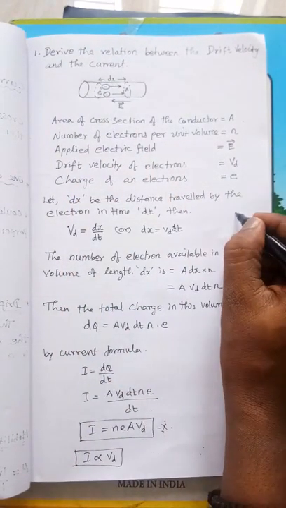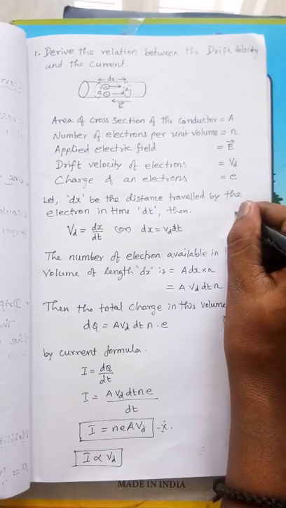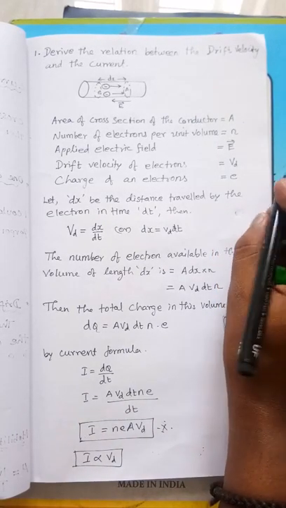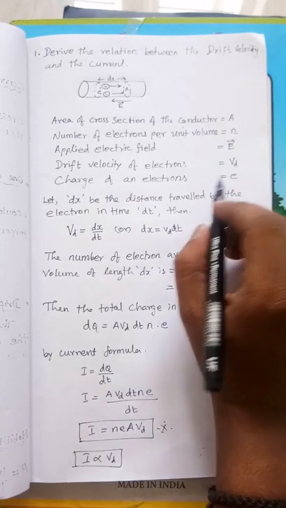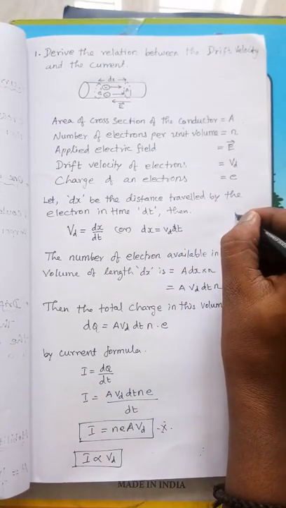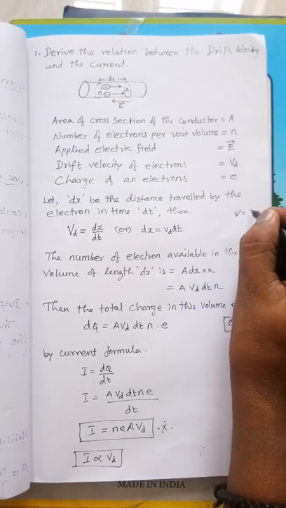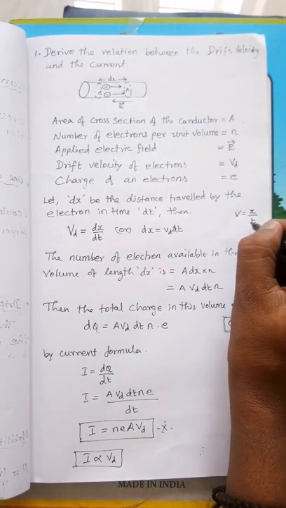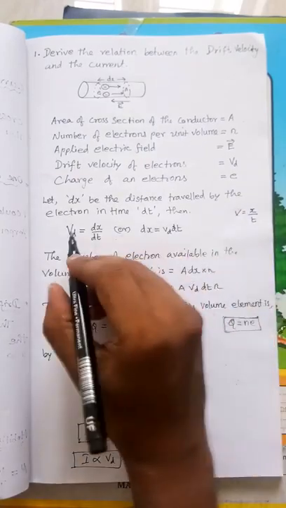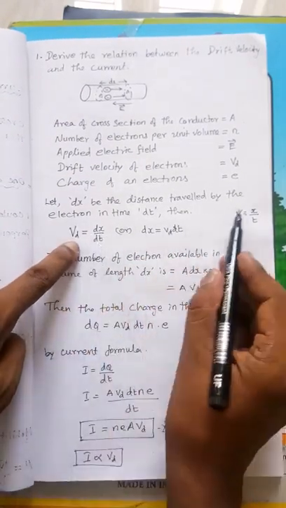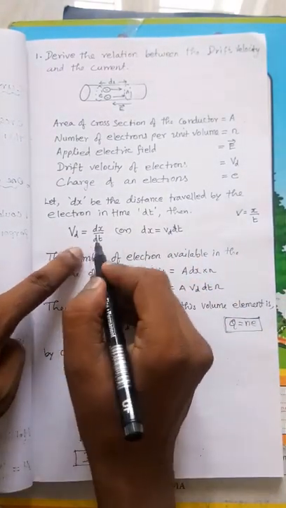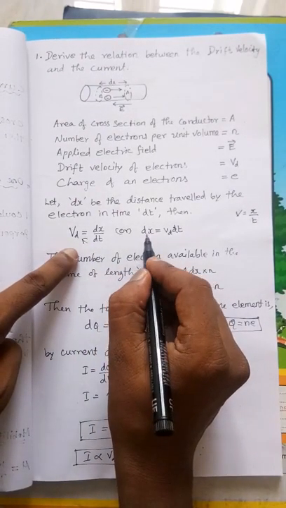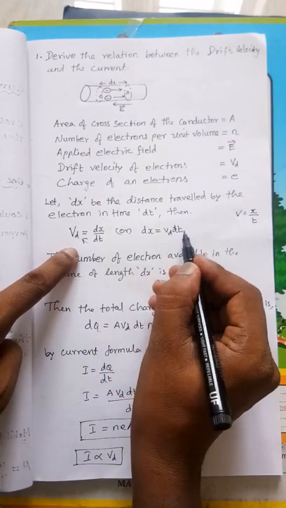Already you know the formula for velocity: V is equal to distance, or displacement, divided by time taken. So for drift velocity, Vd is equal to dx by dt. Cross multiply: dx is equal to Vd into dt.